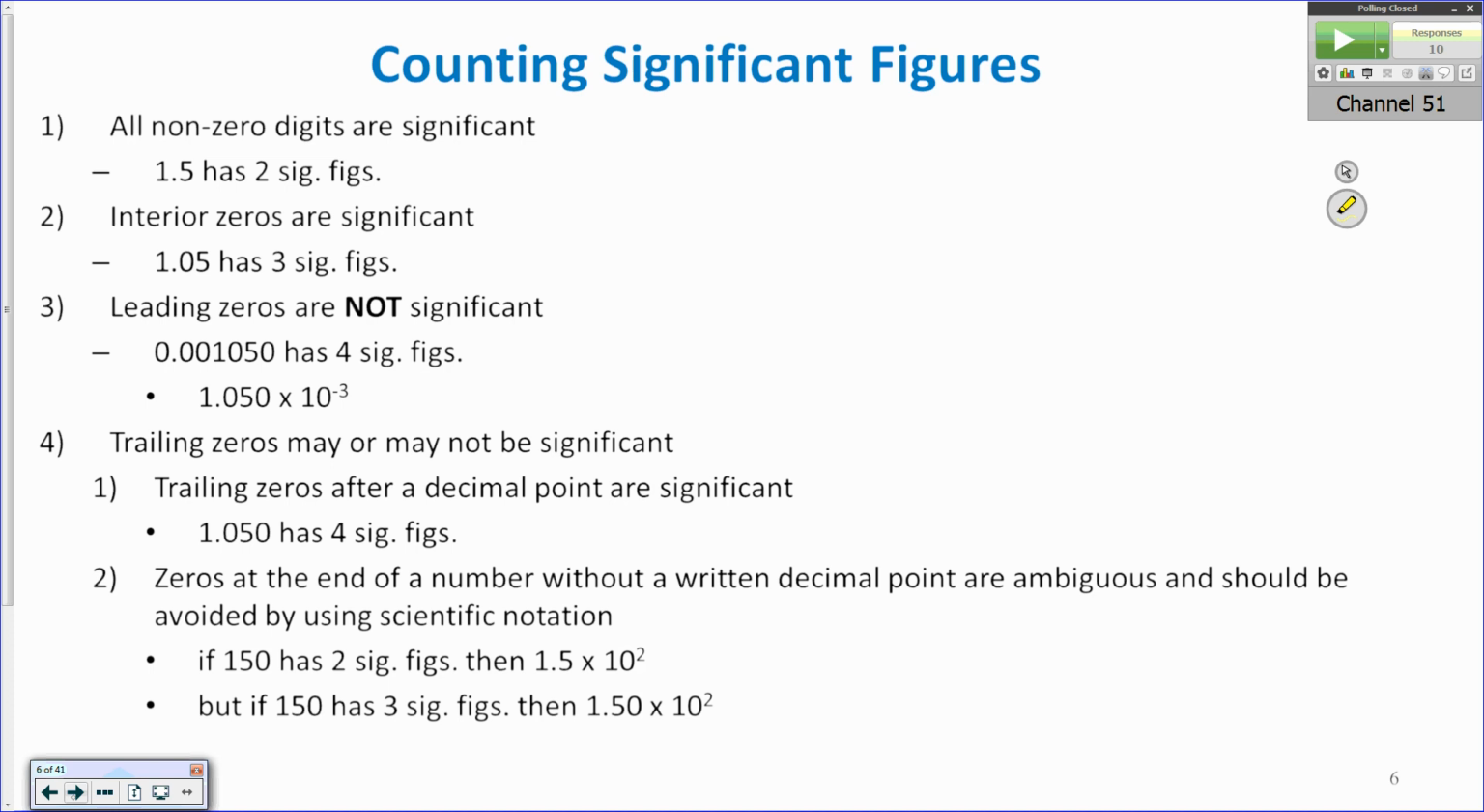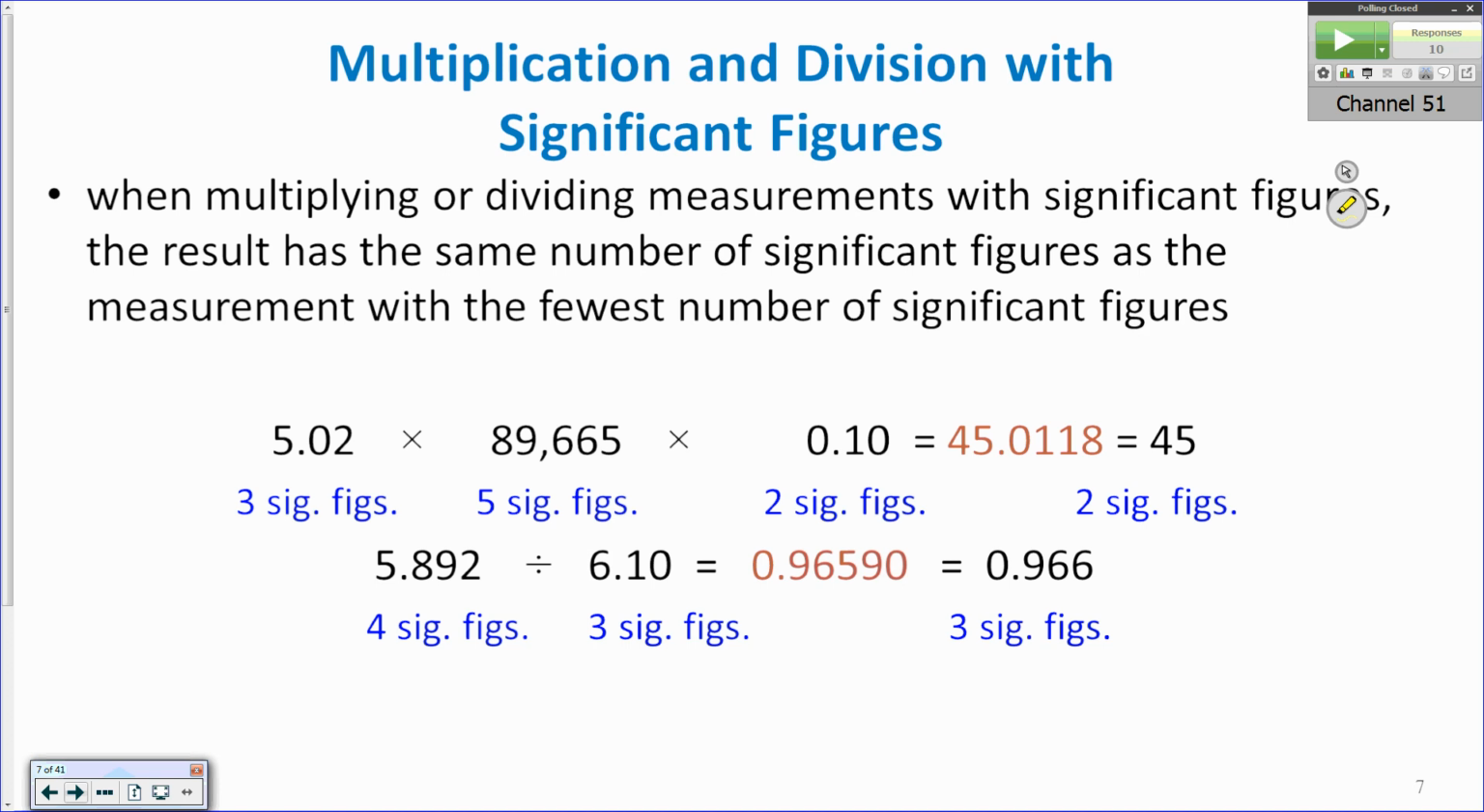I went over these on the video. We're just going to quickly look at the review on this one. So this is the way we do multiplication and division. For multiplication and division, the fewest number of significant figures limits our answer. I've got a number with 3 sig figs, 5 sig figs, and 2 sig figs. My calculator spits out this. My weakest link is the 2 sig figs, therefore my answer has to be truncated to 2 sig figs.